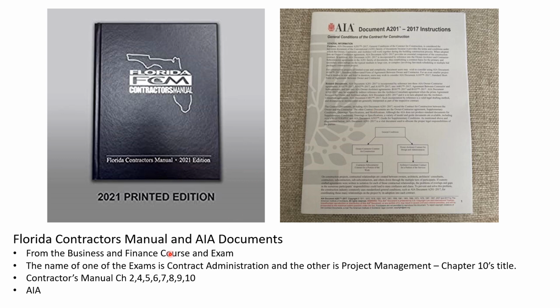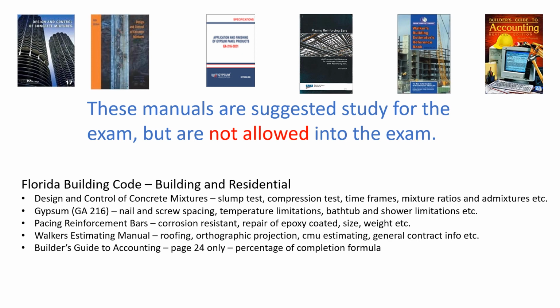Once again, the contract administration is the first exam. Project management is the second exam. And you're going to use chapters 2 licensing, chapter 4 insurance, 5 labor law, 6 workers comp, 7 OSHA, 8 contracts, 9 lien law. You got to know lien law if you're going to administer a contract, and 10 project management and the AI documents. There you go. So that tells you a little bit about the manuals that you can bring in.